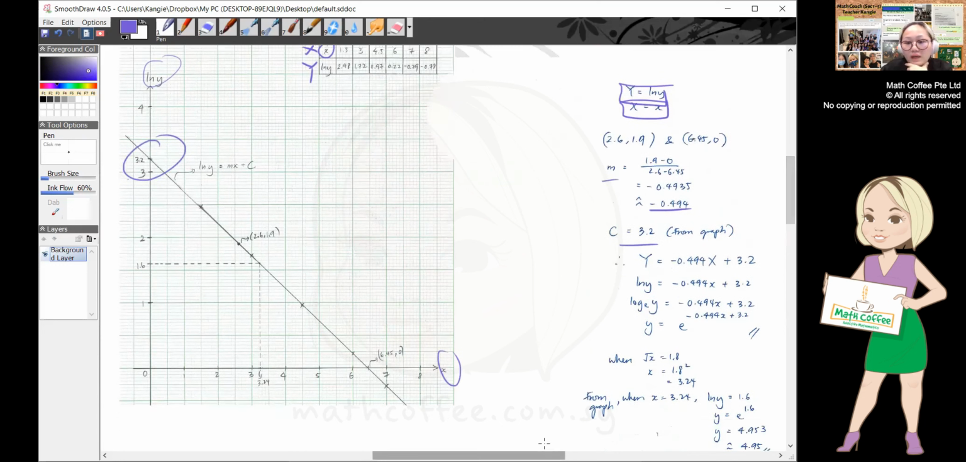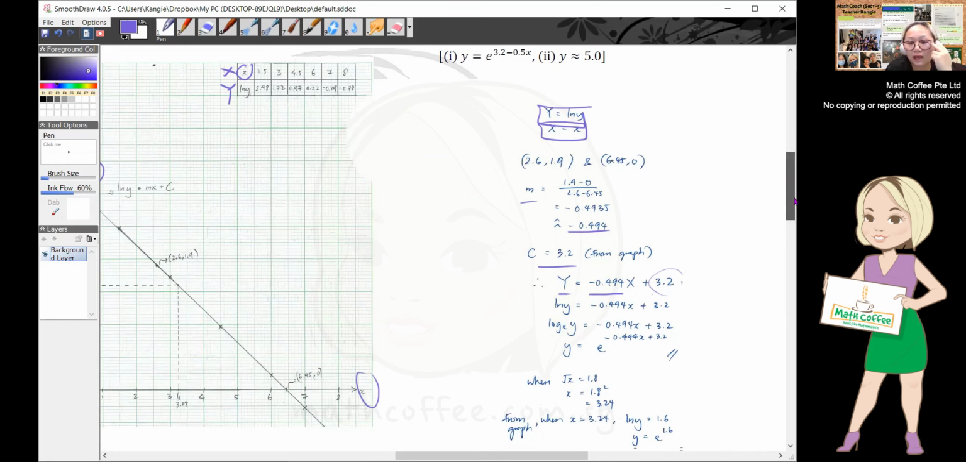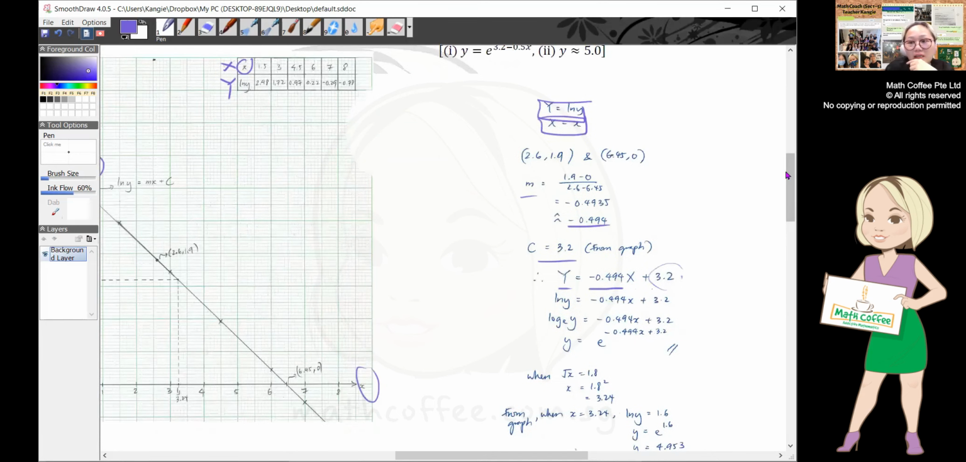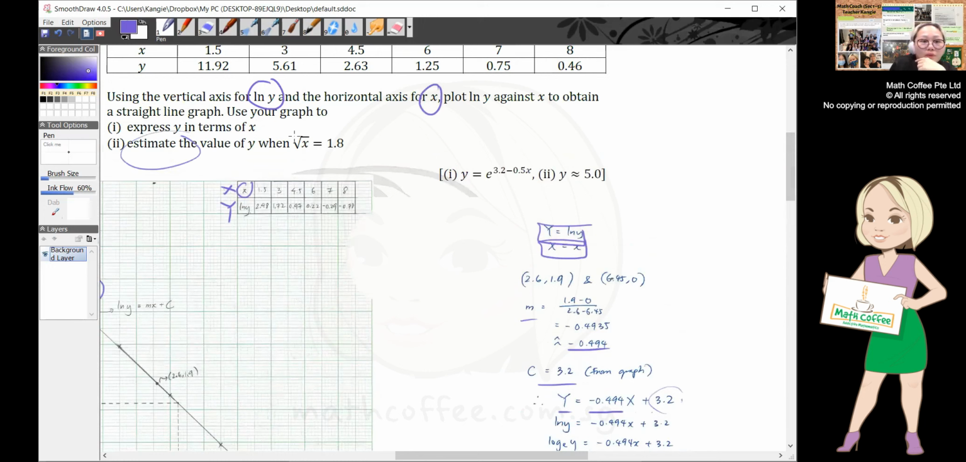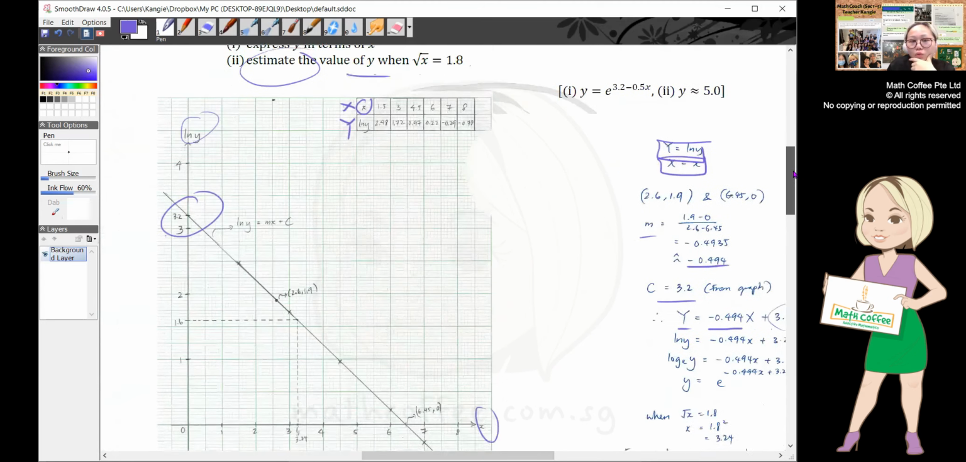Next, I'm going to write out big Y equals my gradient, big X plus big C. Then after that, you're supposed to make Y the subject. This one I don't need to teach you already. The next thing is this part. They say find the value of Y when square root X equals 1.8. A lot of students were jammed. Why square root X? They don't know what to find.